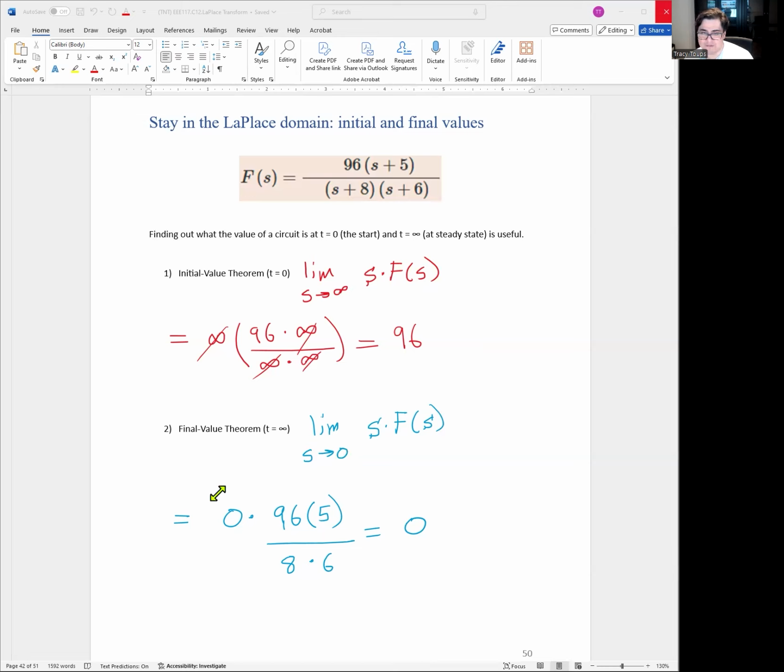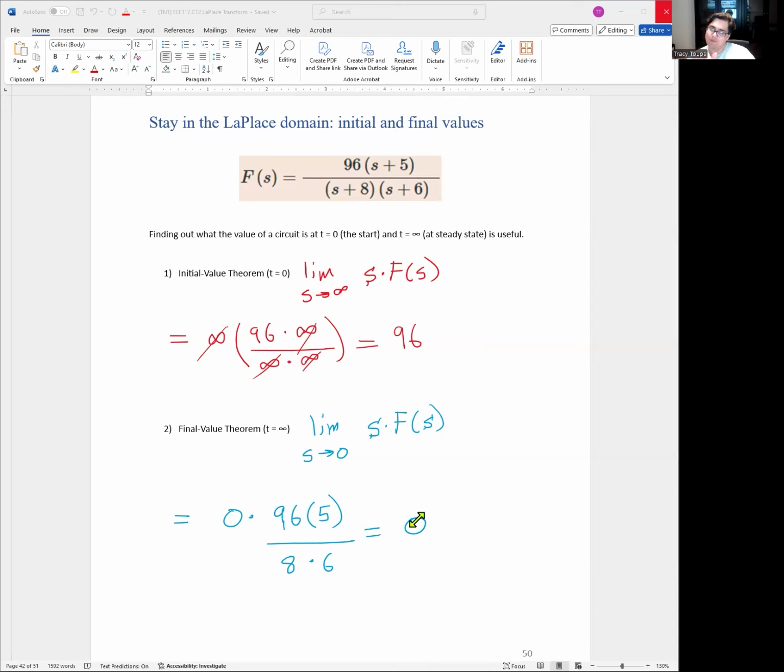Okay, so let's do it. So remember we have 96. We're going to put an s in front. So the s in front is immediately 0. We're going to have 96 times (s plus 5), where s is 0. So we're going to have 96 times 5. On the bottom, we have 0 plus 8 and 0 plus 6. So we're going to divide by 8 times 6. So it doesn't matter what all these numbers are. Initially, we multiply by 0, so we're going to get 0 at the end of the day.